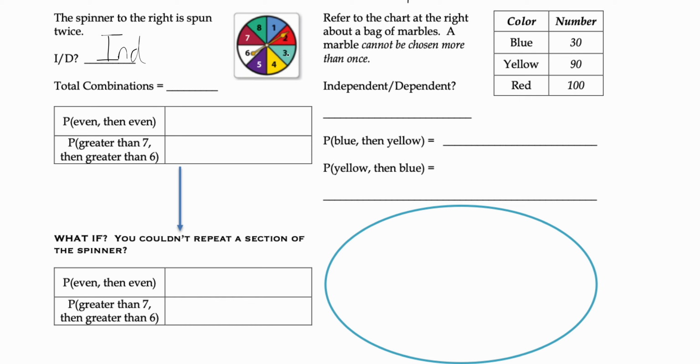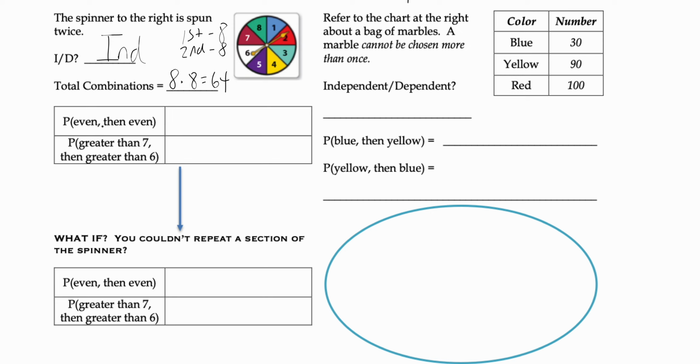This spinner has 8 total sections, meaning the first time I spin it, there's 8 different things that could happen. The second time I spin it, there are 8 different things that could happen, meaning my total number of combinations of numbers is 64.